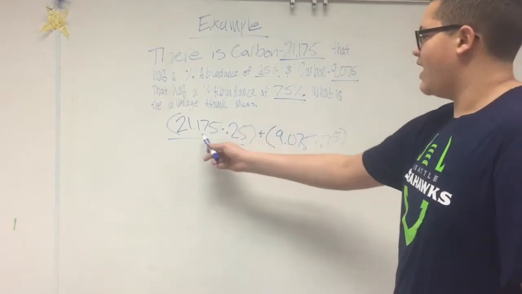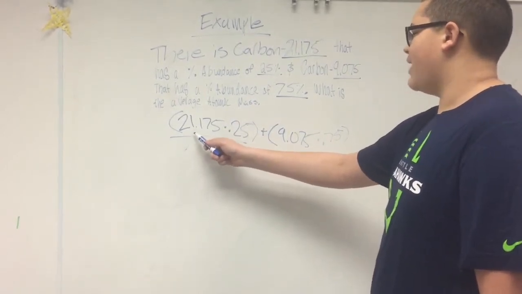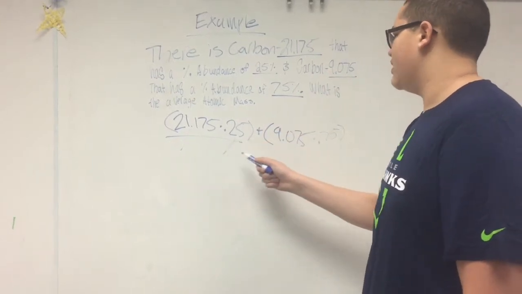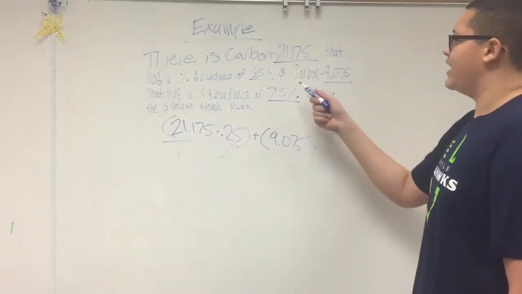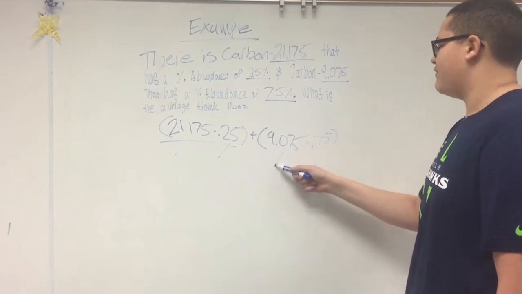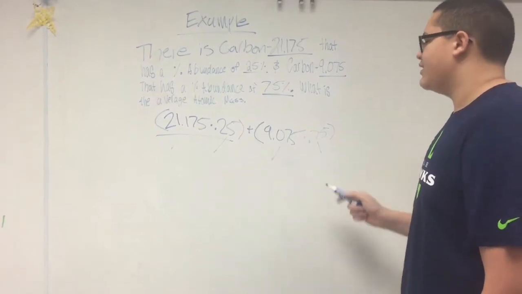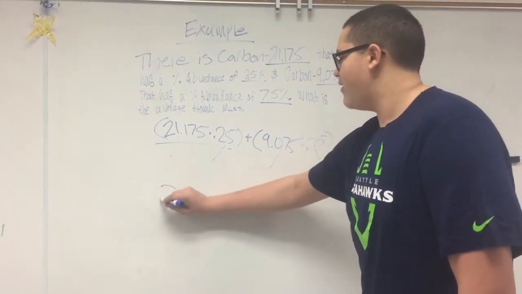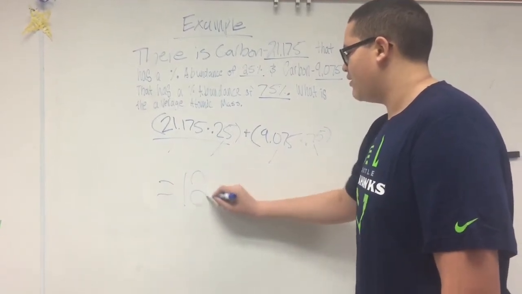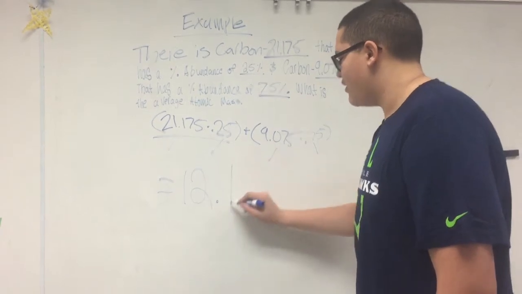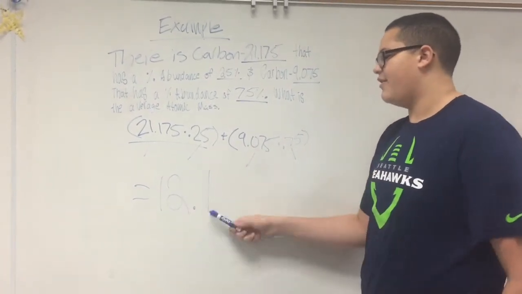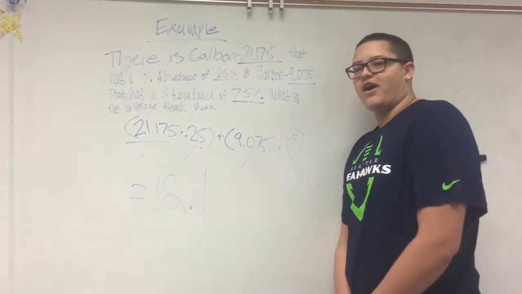So this is the atomic mass of carbon 21.175, and this is the percent abundance. This is the mass of carbon 9.075, and this is the percent abundance. So now you do the multiplication, and it comes out to 12.1, which if you look on the periodic table, is the atomic mass of carbon.